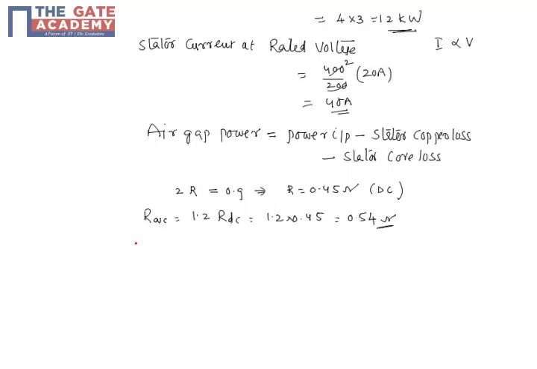So air gap power is equal to input power, 12 kilowatts, minus stator copper loss, 3 times the current I, which is 40 squared, times the resistance 0.54, minus the stator core losses, which are given as 400. If you simplify this, you will get 9,008 watts. So this is the air gap power.